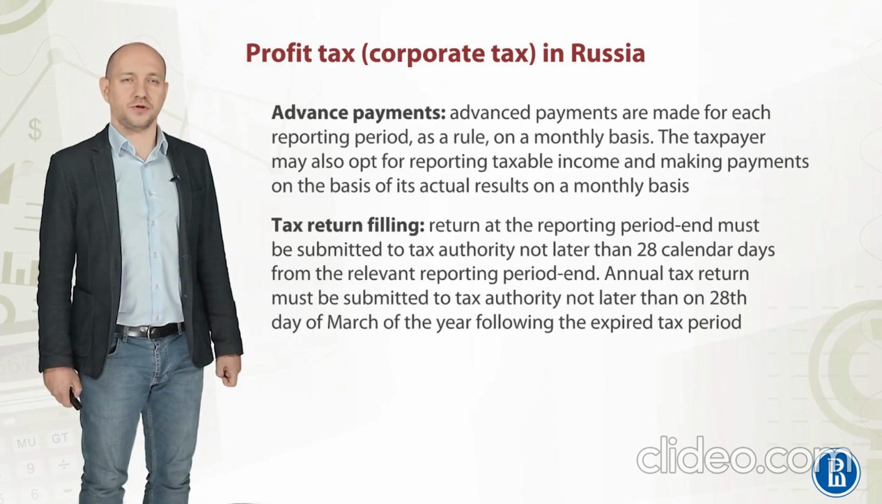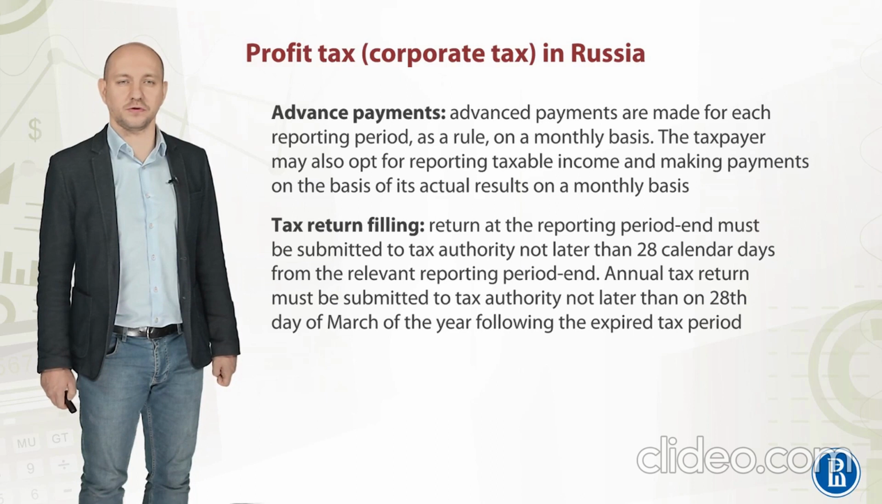Advanced payments are made for each reporting period, as a rule on a monthly basis. The taxpayer may also opt for reporting taxable income and making payments on the basis of its actual results on a monthly basis. Tax return filing: the return at the reporting period end must be submitted to the tax authority not later than 28 calendar days from the relevant reporting period end. The annual tax return must be submitted to the tax authority not later than the 28th day of March of the year following the expired tax period.